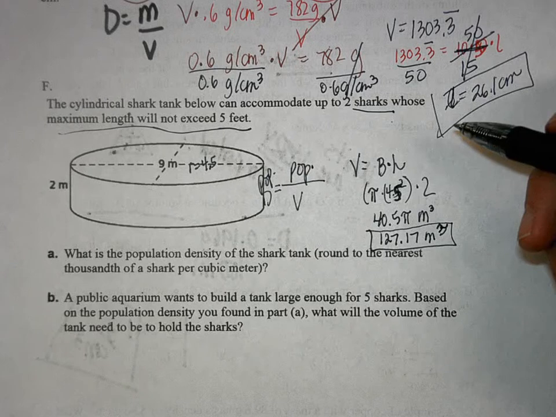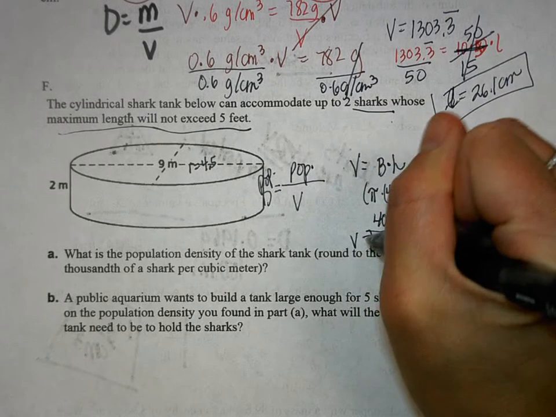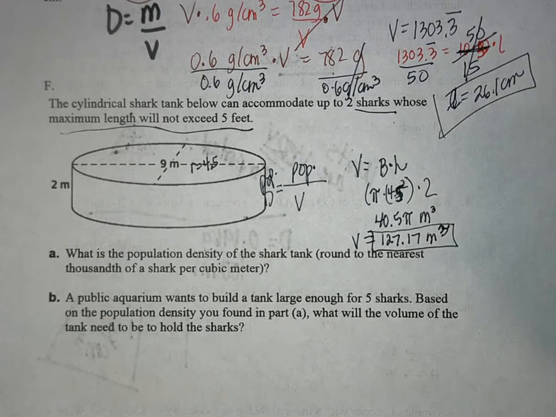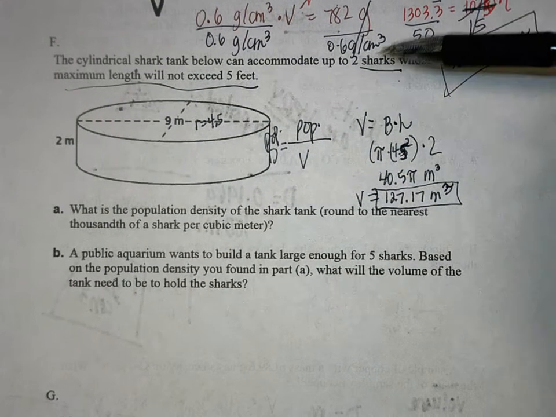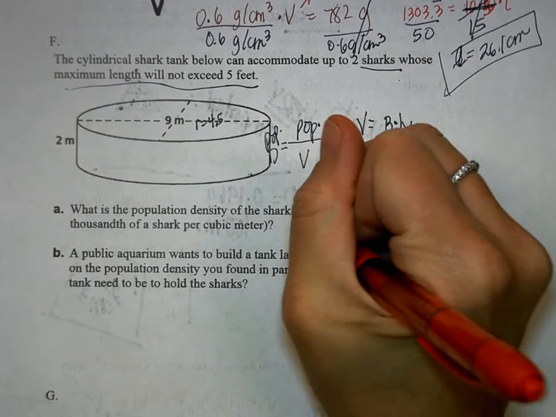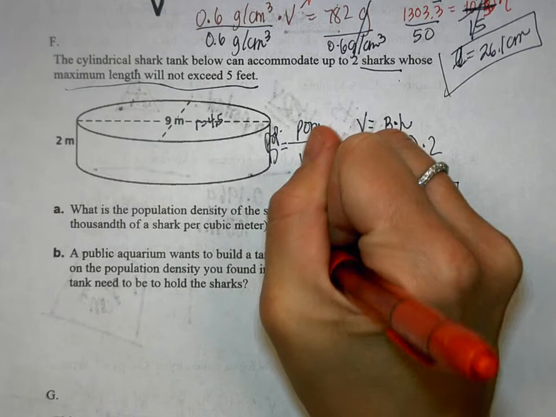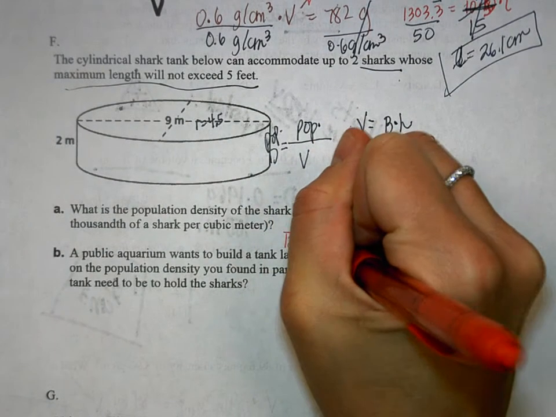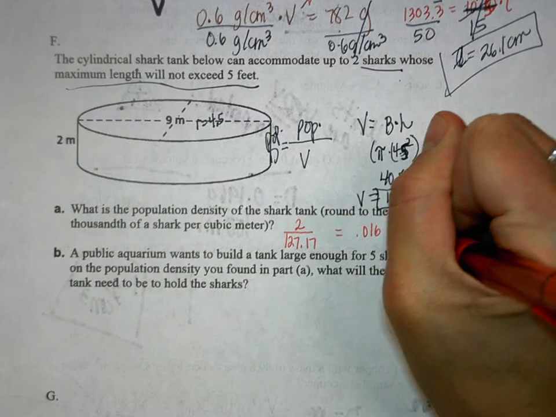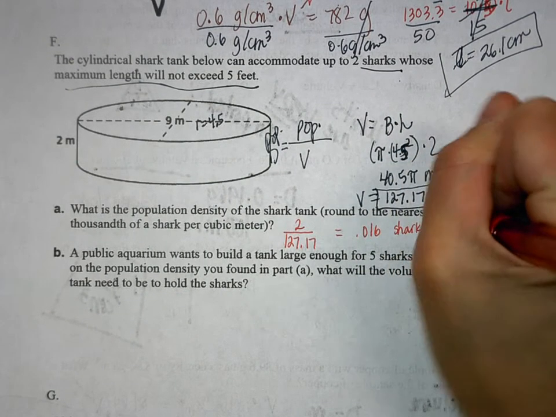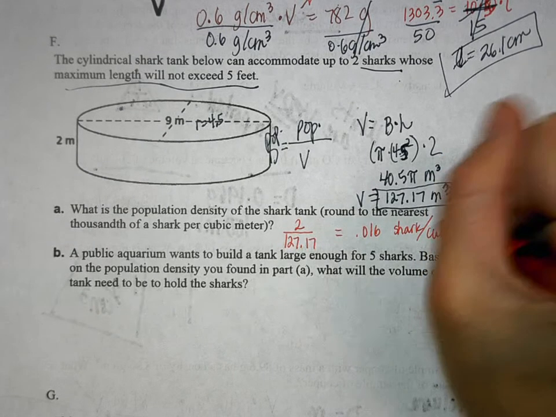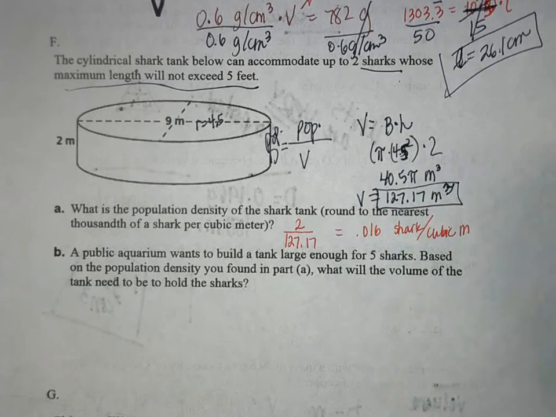So in order to find the population density, we now have our volume here. Our population for the shark tank has how many sharks? If you go back to the original problem up here, they said that this tank would hold 2 sharks. So in order to find our population density, I'm going to take 2 and divide it by 127.17. When I do that, I get 0.016 sharks per cubic meter, or you could have put meters cubed. Either way.